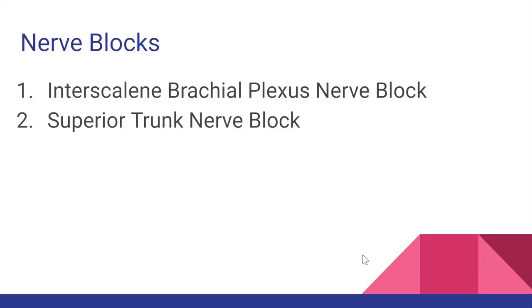The nerve blocks we're going to be talking about today are the interscalene and the superior trunk. Sorry, you're just over there. Interscalene and superior trunk nerve blocks. These are very, very similar. They're done very close to one another. They're basically just two different options, two different areas, and they get the same anesthesia.